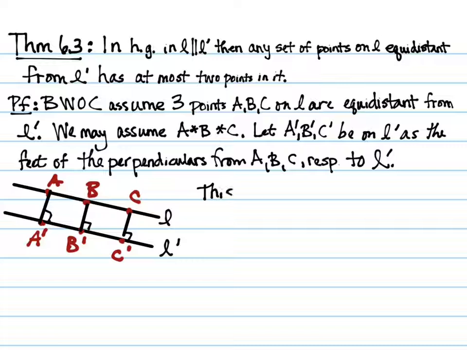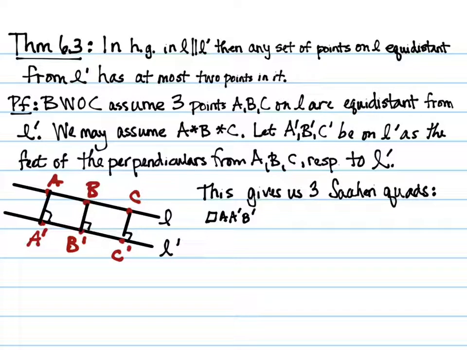All right, this gives us three Saccheri quadrilaterals. We have quadrilateral A prime, B prime, B, so this is the rectangle that's on the left. Over here, there's that quadrilateral. We have the quadrilateral on the right, which would be quadrilateral B, B prime, C prime, C. And we have the one that would be sort of on the outside of all of it, right? So quadrilateral A prime, C prime, C.